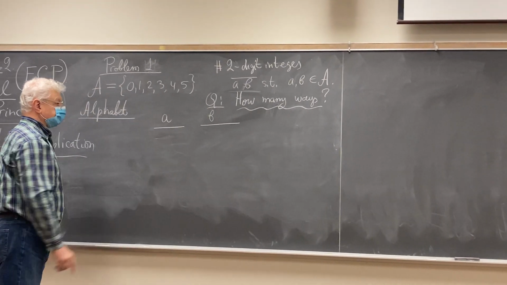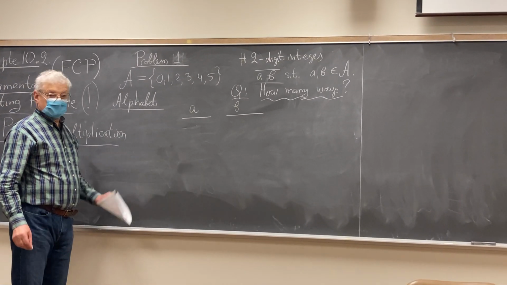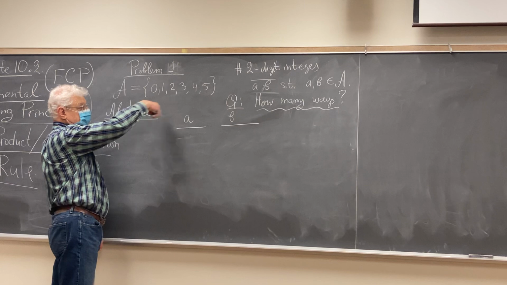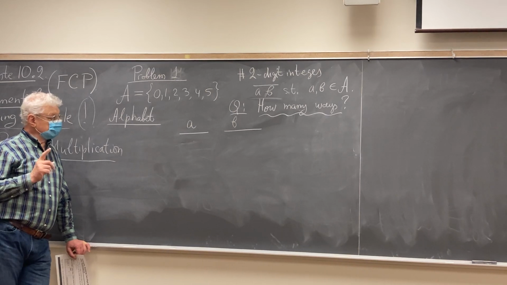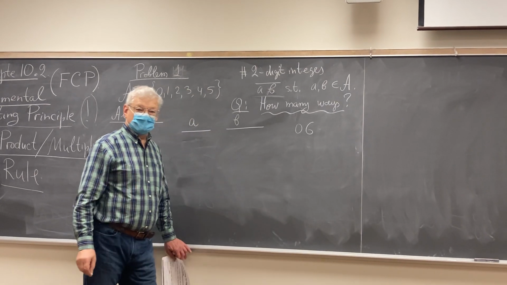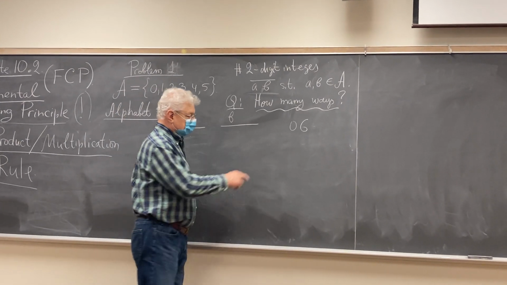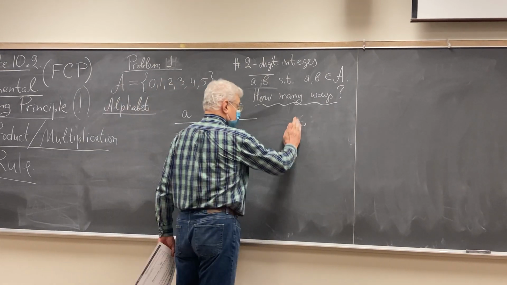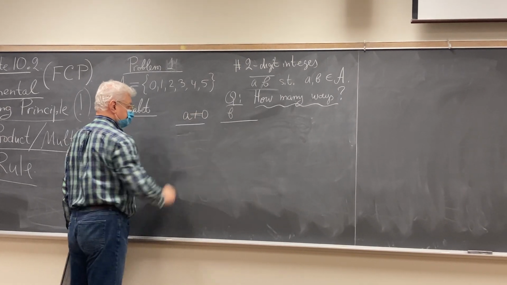Now, what could be the first possible digit A? Could it be 5? Yes, it could. Could it be 6? No, because 6 is not here. Could it be 0? This is the question. Can the first digit of a number be 0? For example, you write 06. Is it a 2-digit number? No. Usually a 2-digit number is 16, 26, but not 06. It's a 1-digit number. We usually do not write 0 in front. So 0 is not here. You can write A is not 0.